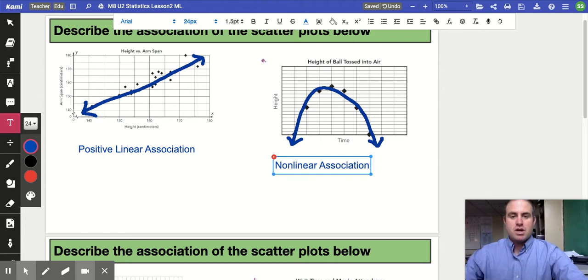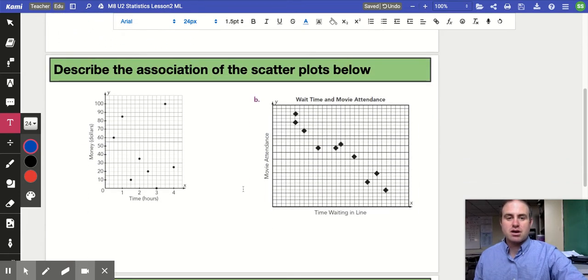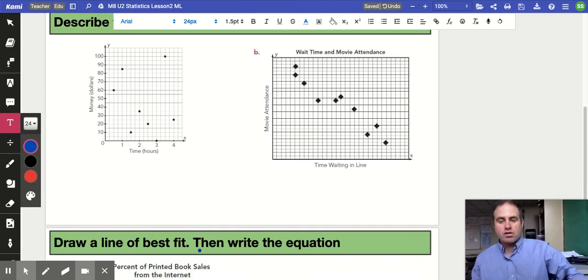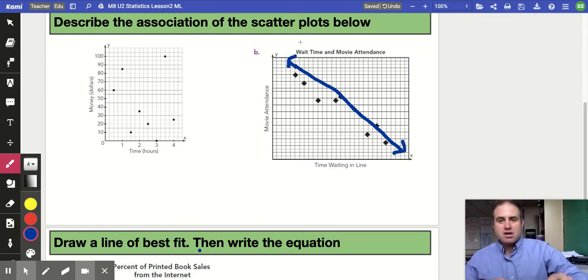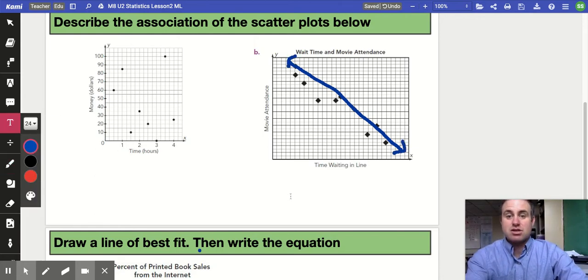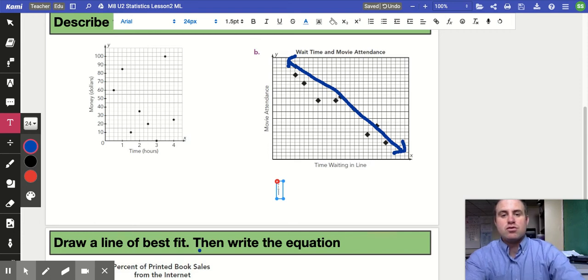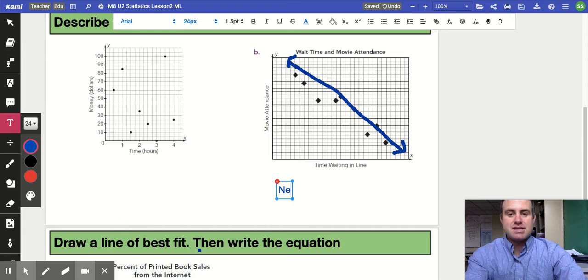And then the next two plots here down below, the one on the right clearly has negative linear association. So we can model this data with a line of best fit. And we would describe the association between movie attendance and time waiting in line as negative linear association.